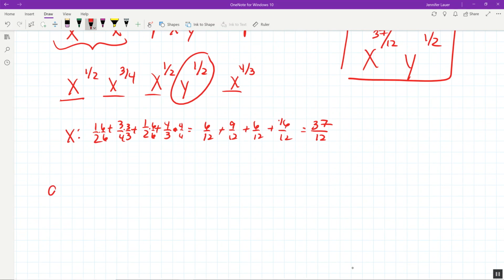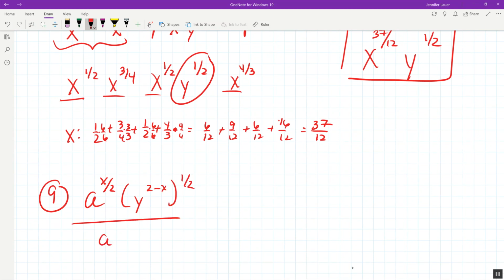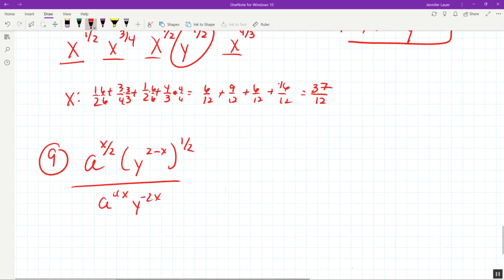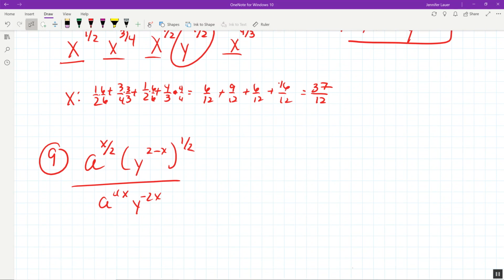So let's try number 9. That one gets a little more complicated because division is involved as well as a power to a power. Now these are already in exponential form, but we have to add like terms. The first thing you want to do, and again, this is from your previous exponent quick concept, is we have a power to a power. Whenever you have a power to a power, you want to multiply. So I'm just going to bring the a over, and I'm not going to do anything here, but I'm going to multiply that 1/2 through.